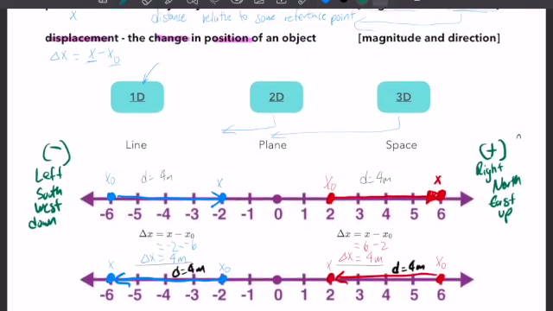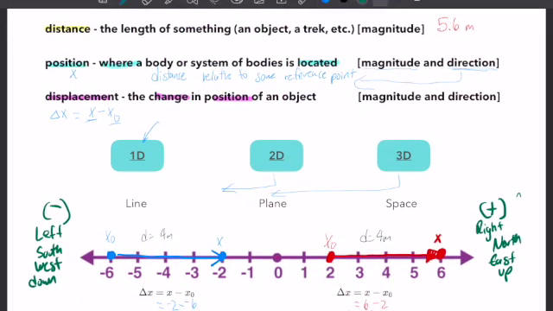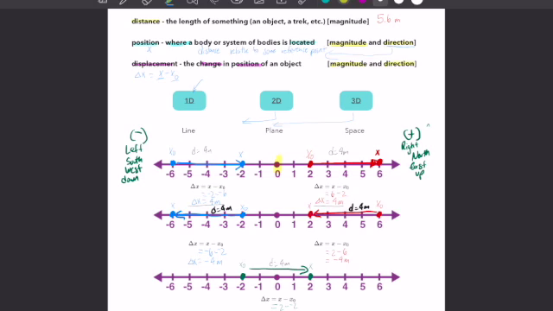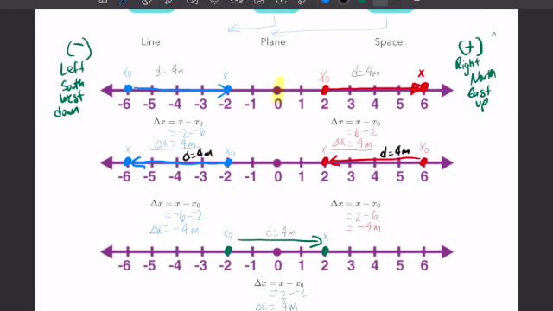Positions can have magnitude and direction. Are they located in positive or negative relative to the point of origin? Displacements also can have a magnitude, a number, and a direction, positive or negative. And this is what position, distance, and displacement are. Again, lastly, with distance, this distance was all 4 meters.